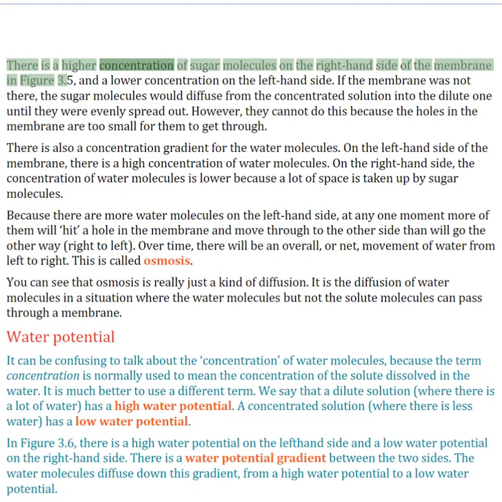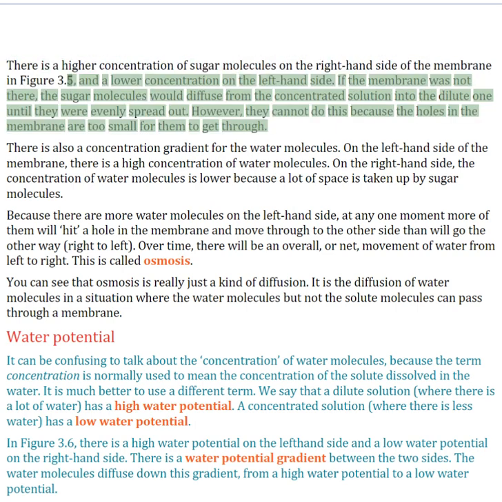There is a higher concentration of sugar molecules on the right-hand side of the membrane in Figure 3.5, and a lower concentration on the left-hand side. If the membrane was not there, the sugar molecules would diffuse from the concentrated solution into the dilute one until they were evenly spread out. However, they cannot do this because the holes in the membrane are too small for them to get through.